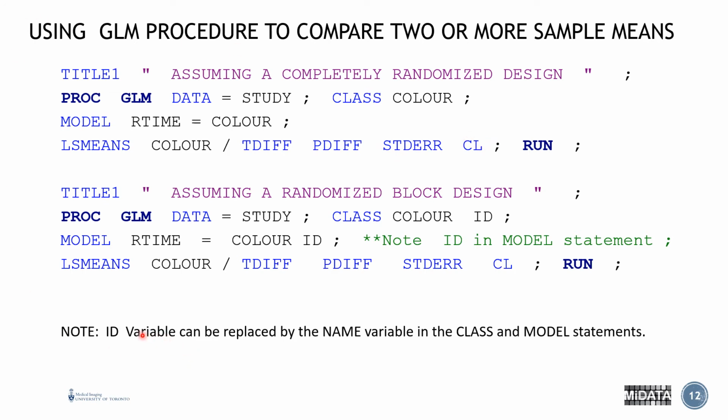Now, in this case, we chose to use the ID variable, but we could have used the name variable, but then we would have had to have added it to the class statement up here, or here for that matter, and it would have given us the same results, even though ID is a numeric variable and name is a nominal variable.